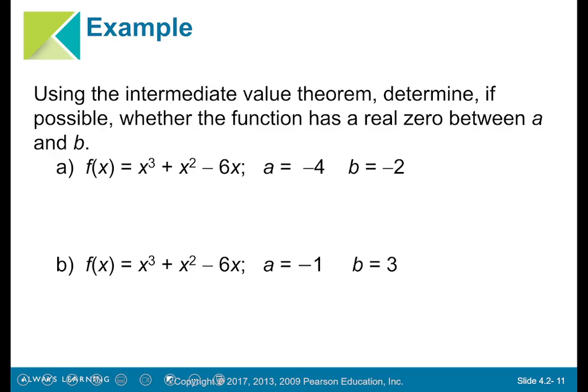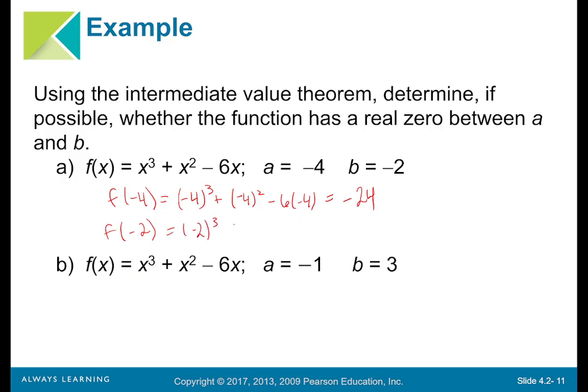So for an example, if we're looking at f of x equals x cubed plus x squared minus 6x, and we're given our a value of -4 and b of -2, well, if I plug in -4, I get -4 cubed plus -4 squared minus 6 times -4, and I get -24. Then if I look at f of -2, I'm looking at -2 cubed plus -2 squared minus 6 times -2. And if I put all that in my calculator, I get 8.